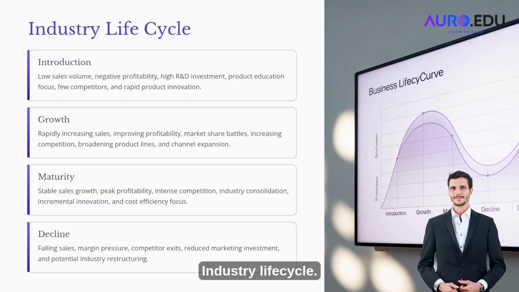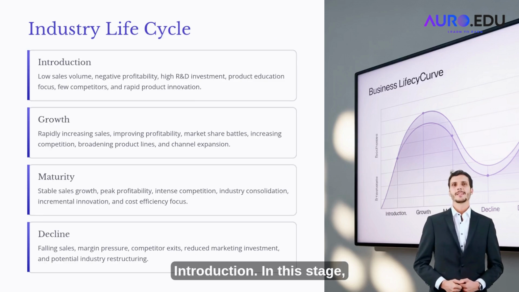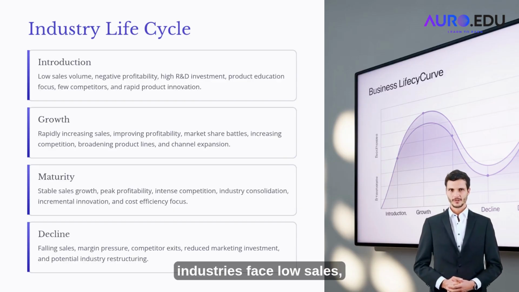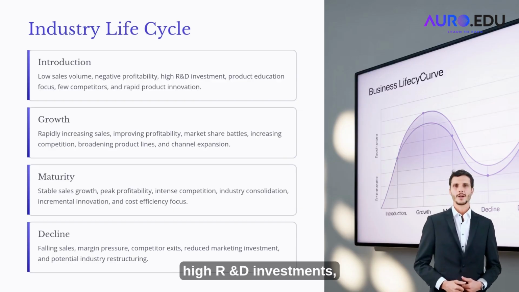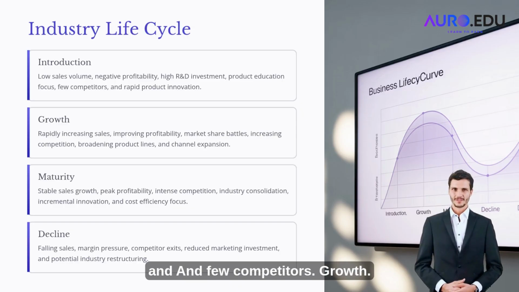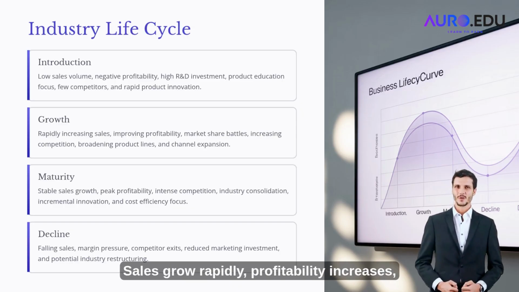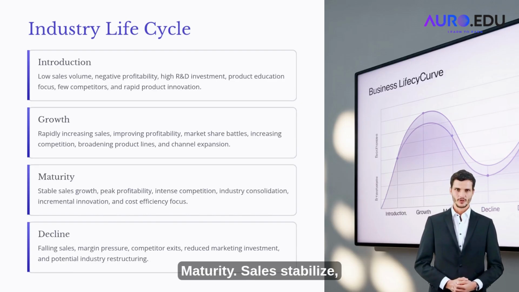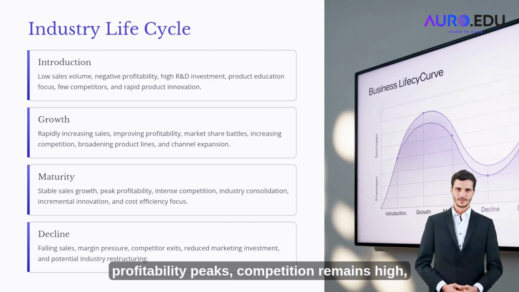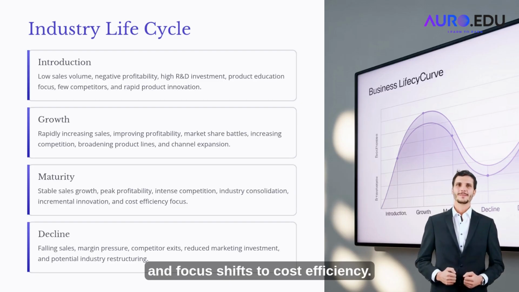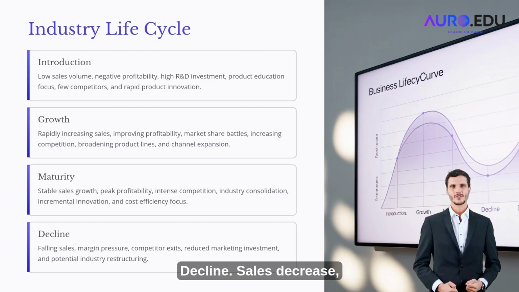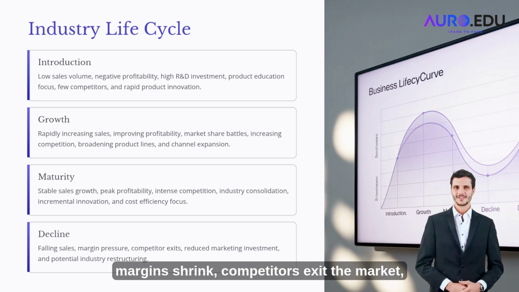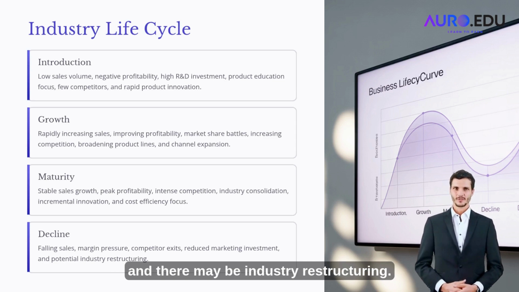Industry life cycle. Introduction. In this stage, industries face low sales, negative profitability, high R&D investments, and few competitors. Growth. Sales grow rapidly, profitability increases, and competition intensifies with product diversification and market expansion. Maturity. Sales stabilize, profitability peaks, competition remains high, and focus shifts to cost efficiency. Decline. Sales decrease, margins shrink, competitors exit the market, and there may be industry restructuring.